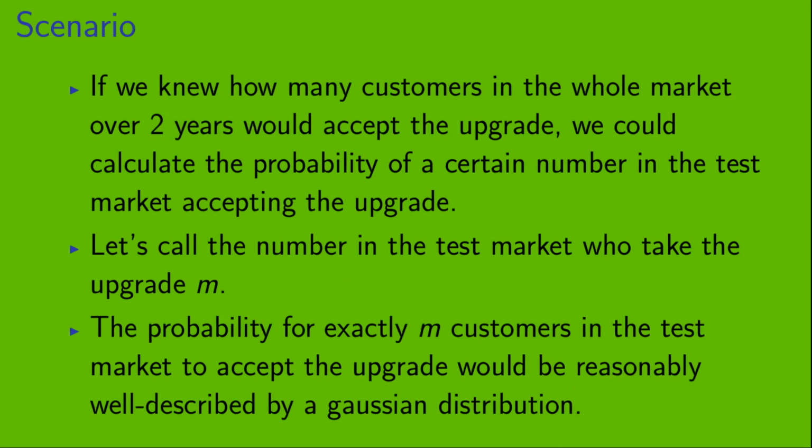If we knew how many customers in the whole market over 2 years would accept the upgrade, we could calculate the probability of a certain number in the test market accepting the upgrade. Let's call the number in the test market who take the upgrade M. The probability for exactly M customers in the test market to accept the upgrade would be reasonably well described by a Gaussian distribution.